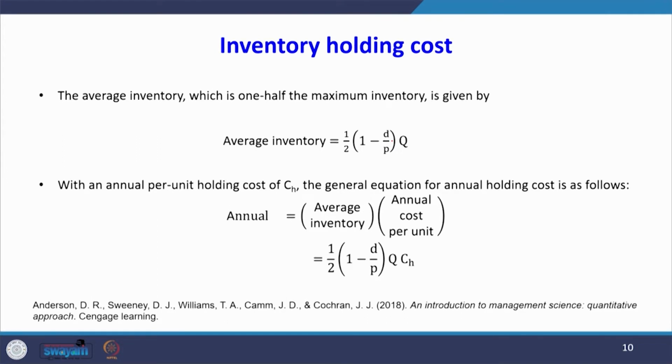When you multiply this average inventory by the annual inventory holding cost, we get the annual inventory holding cost. What is that? This expression is the average inventory, and CH is the annual inventory holding cost per unit.